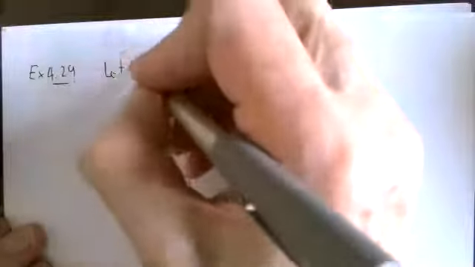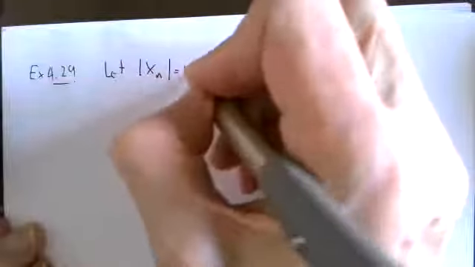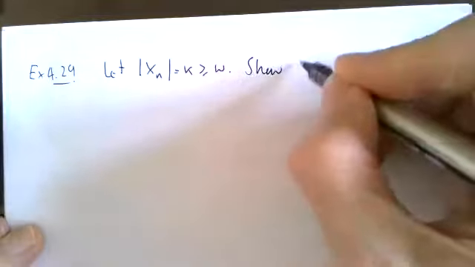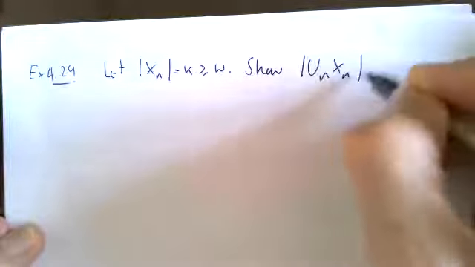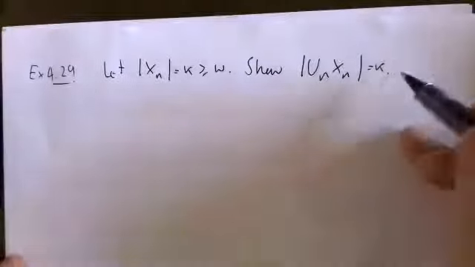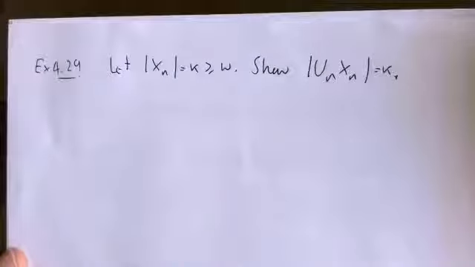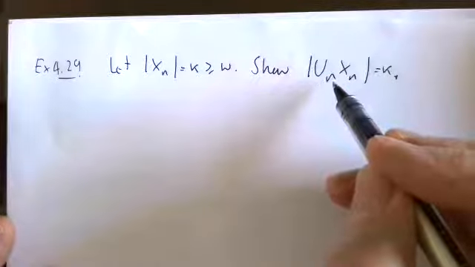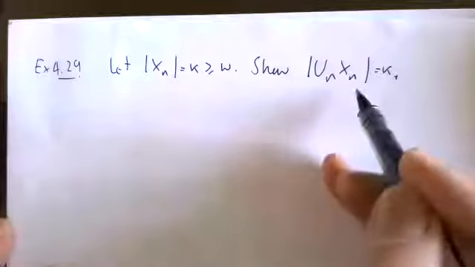Okay. So let me write it down again. Now, actually, the proof of this is very similar to the proof that a union of countably many countable sets is countable, which is just the case when kappa is omega.